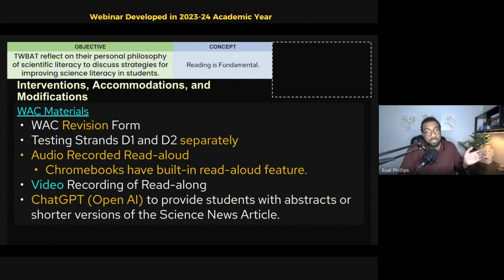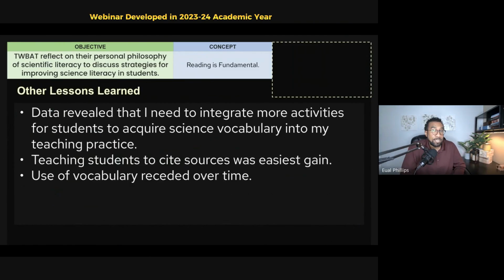However, that probably still needs a lot of testing because you can literally refresh your request every time and you might get a different summary of the article. Additionally, this writing across the curriculum challenge really exposed the fact that I needed to integrate more activities where students can practice using vocabulary. The data also showed me that teaching students how to cite sources and improve their ability to cite sources was easy. It was the easiest way to improve their grades. But unfortunately, their use of vocabulary receded when I changed up the prompt and they had to shift their focus to discussion and evaluation rather than writing a scientific explanation.